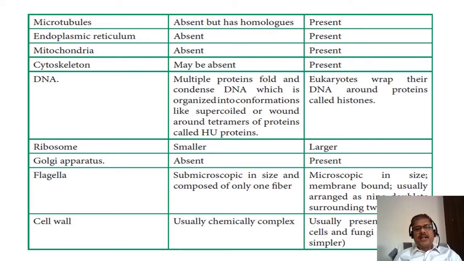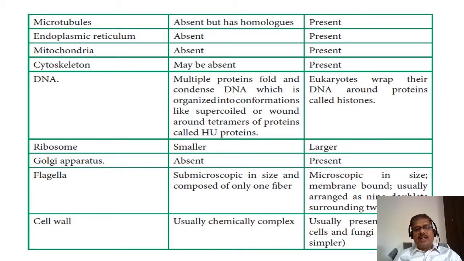With respect to the DNA, in prokaryotes, multiple proteins fold and condense DNA, which is organized into conformations like supercoiled or wound around tetramers of proteins called HU proteins. Eukaryotes wrap their DNA around proteins called histones. The ribosomes are smaller in prokaryotes and larger in eukaryotes. The Golgi apparatus is absent in prokaryotes and present in eukaryotes.